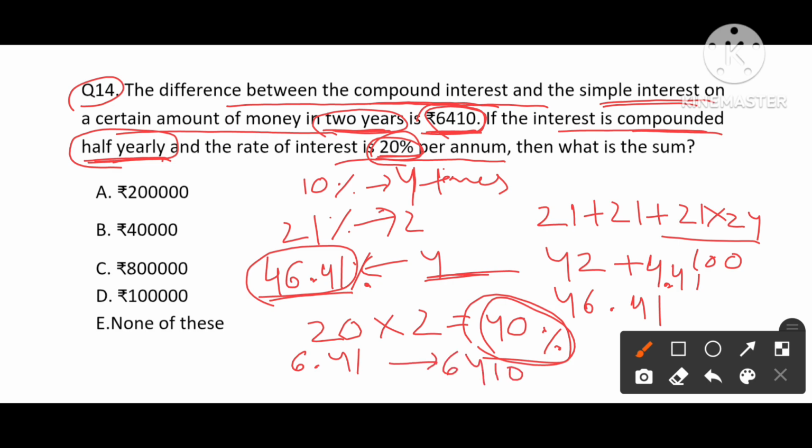So now the question asked is what is the sum? Sum value is 100 percent. So 6.41 is nothing but 6410. Then the 100 percent value will be 1 lakh, 5 zeros. So the answer will be option D.